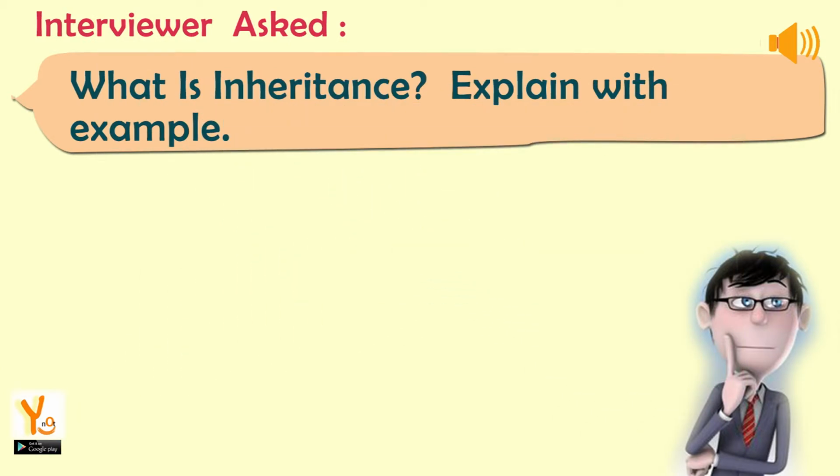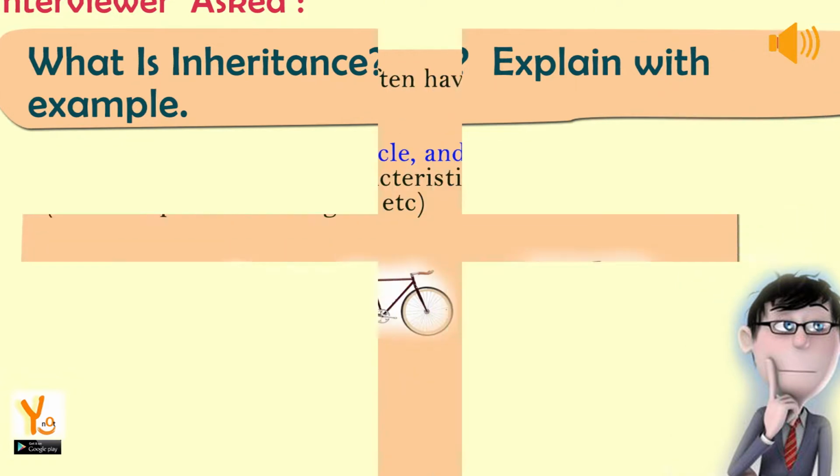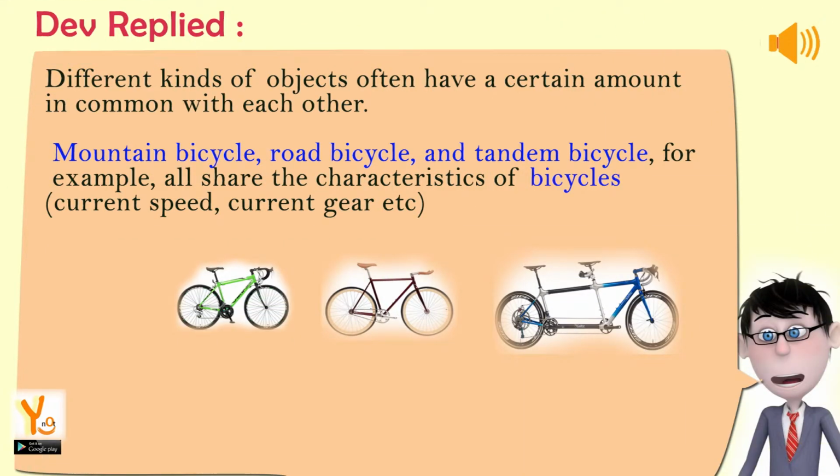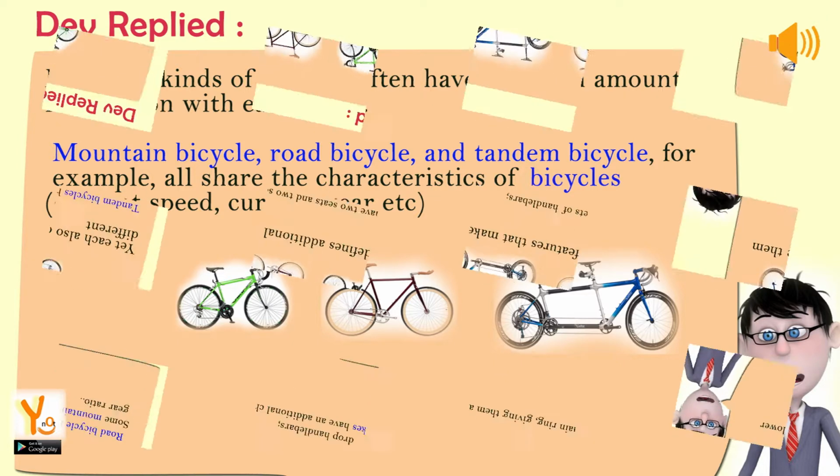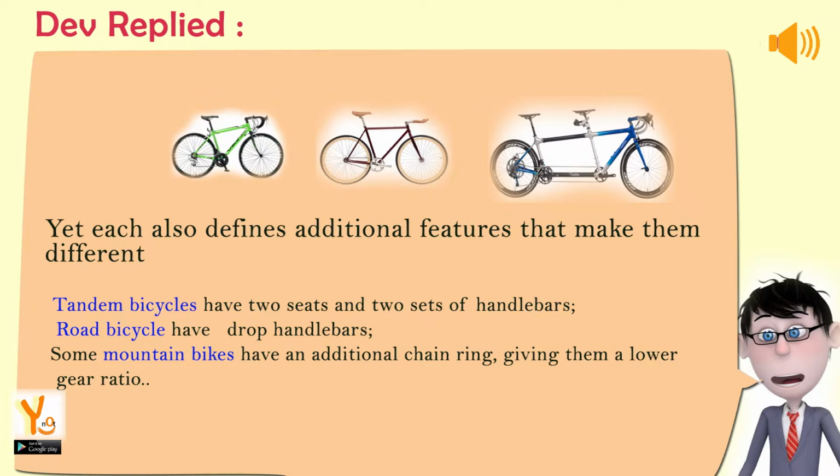What is inheritance? Explain with a real example. Different kinds of objects often have a certain amount in common with each other. Mountain bikes, road bikes, and tandem bikes, for example, all share the characteristics of bicycles, current speed, current gear, etc. Yet each also defines additional features that make them different. Tandem bicycles have 2 seats and 2 sets of handlebars, road bikes have drop handlebars. Some mountain bikes have an additional chainring, giving them a lower gear ratio.